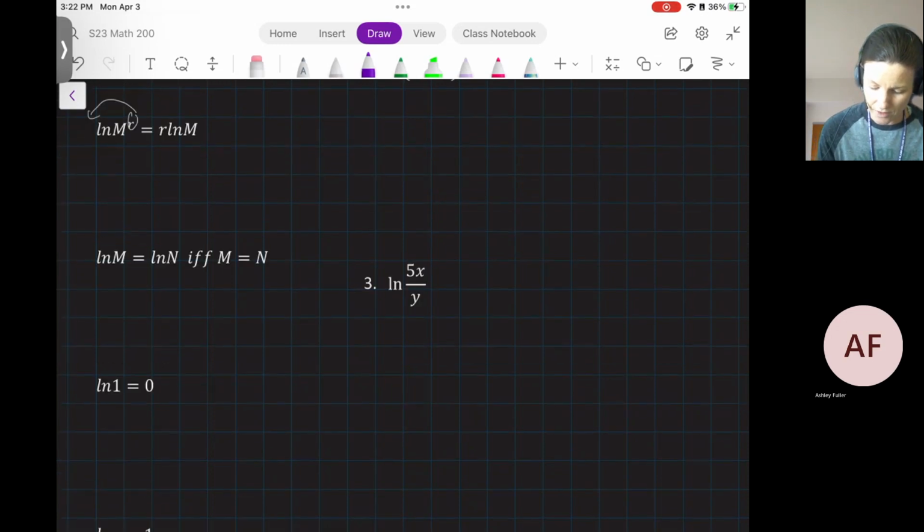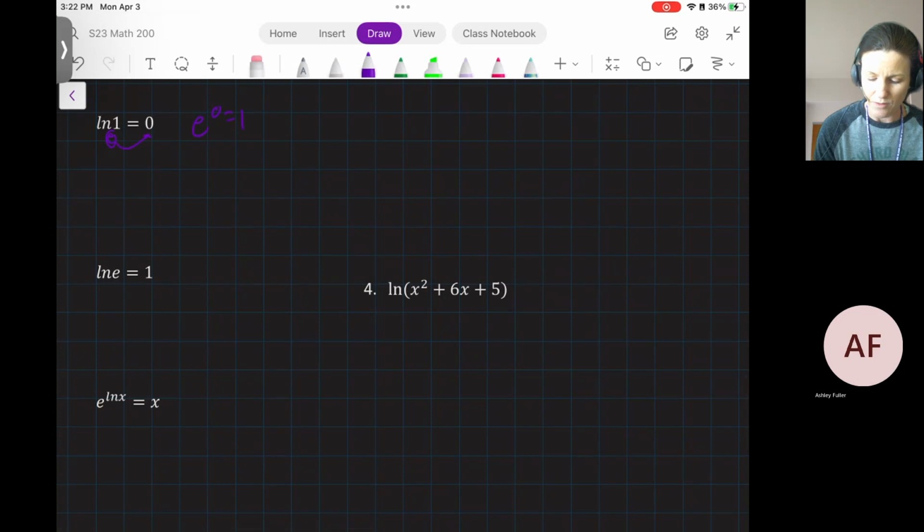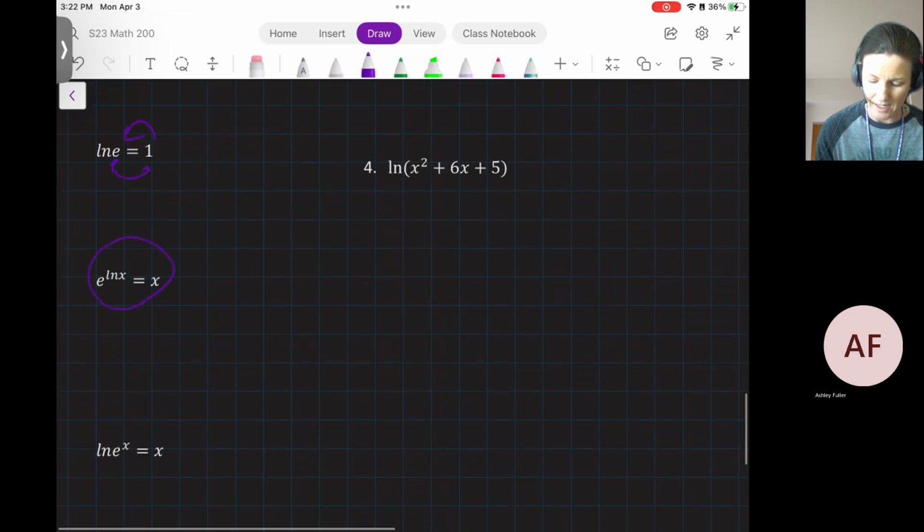Notice here, if we convert this in terms of the base e, e to the 0 power is equal to 1. And these other two here, the ln of e is equal to 1, again, because e to the first is going to equal e, and e to the ln of x is equal to x.